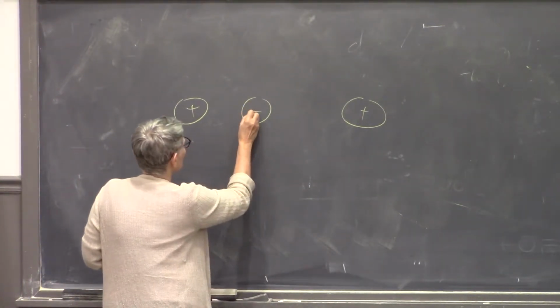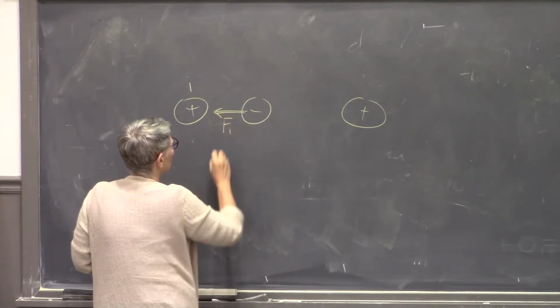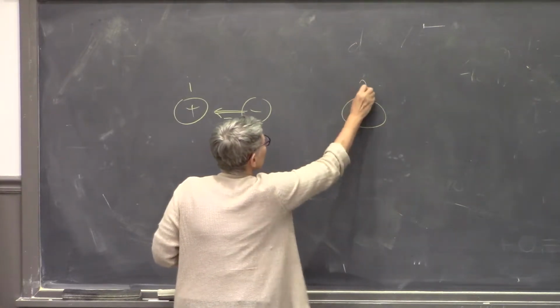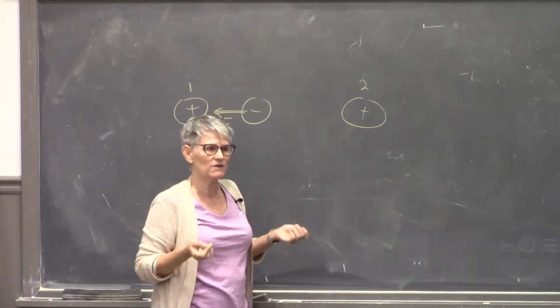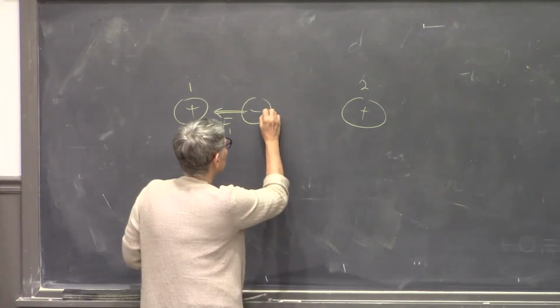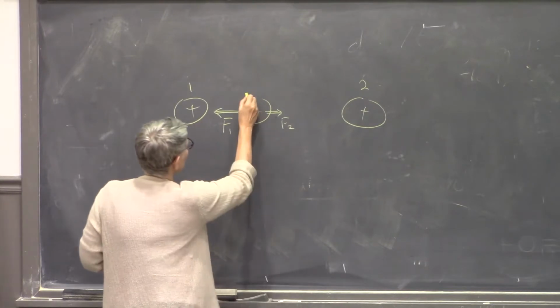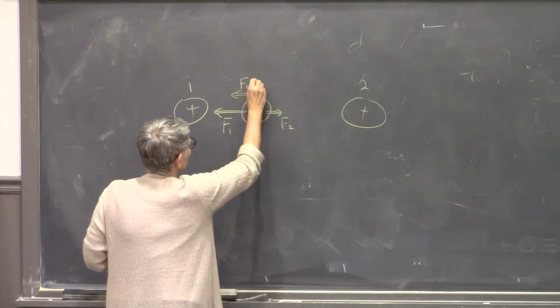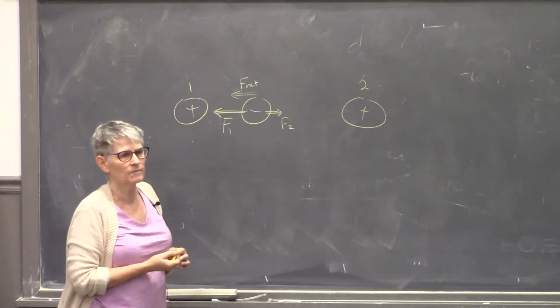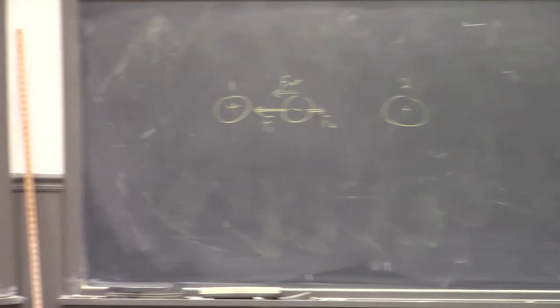We've got F1 is that way, F2 is that way, but as you say, it's smaller because the distance is greater. So I'll draw it up here, Fnet is that direction. Good. Questions about this?